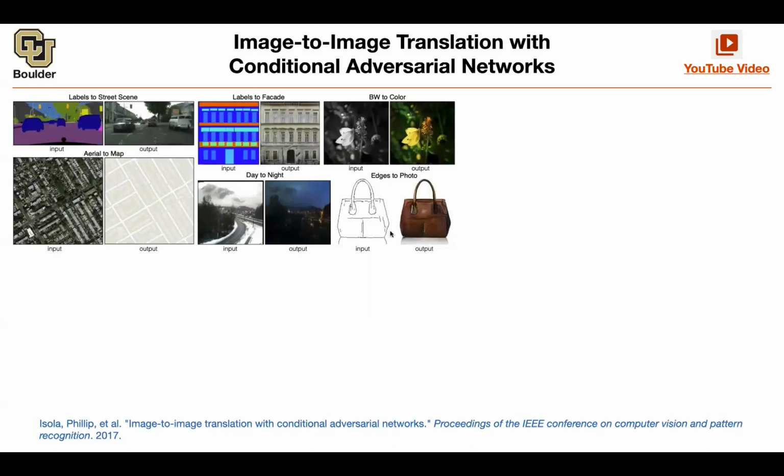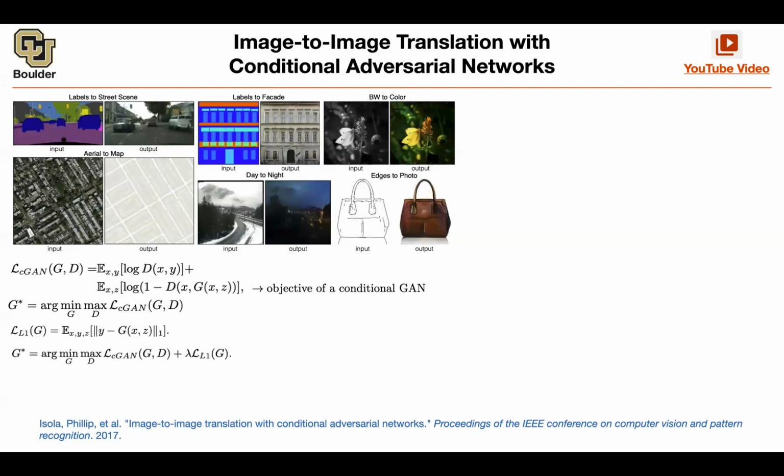And as you can see, this has applications. You sketch a bag, and then the corresponding bag is gonna come out for designers. You have a black and white image, you're colorizing it. Or you have some labels and then you want to generate the corresponding facade, if you are an architect. If you are doing self-driving cars, you're gonna be translating images from a scene in winter to a scene perhaps in summer and dark and back and forth. This is gonna give you more data. You can use it as a data augmentation technique for training the vision systems of your self-driving cars.